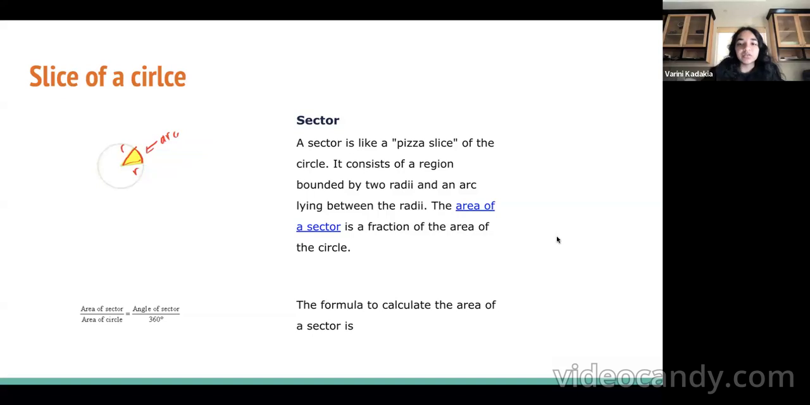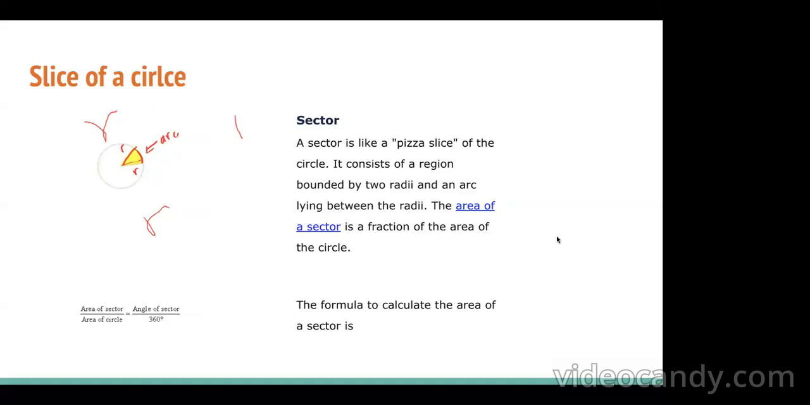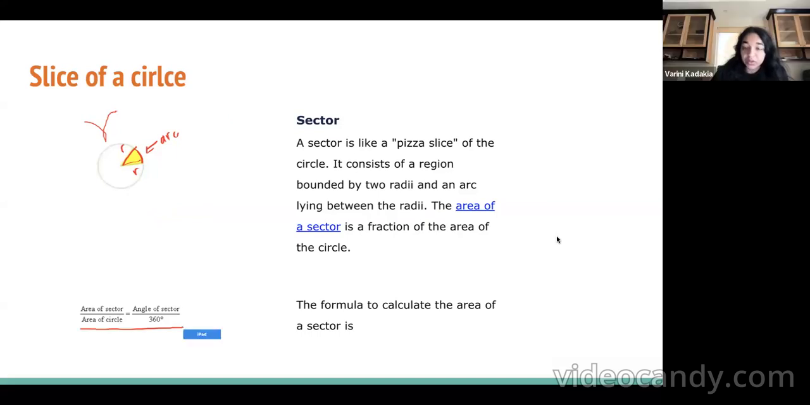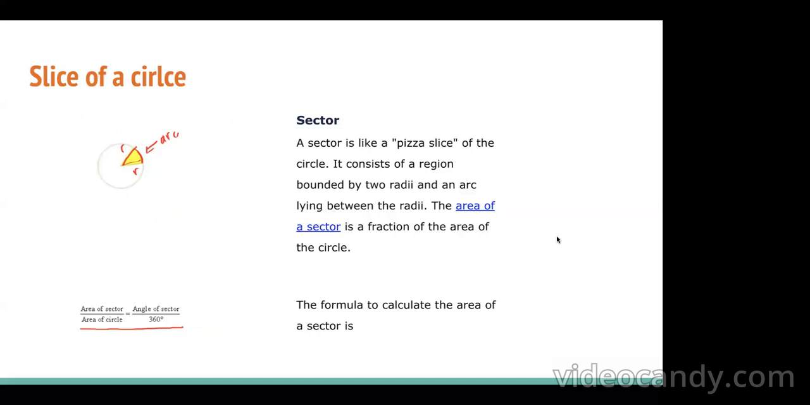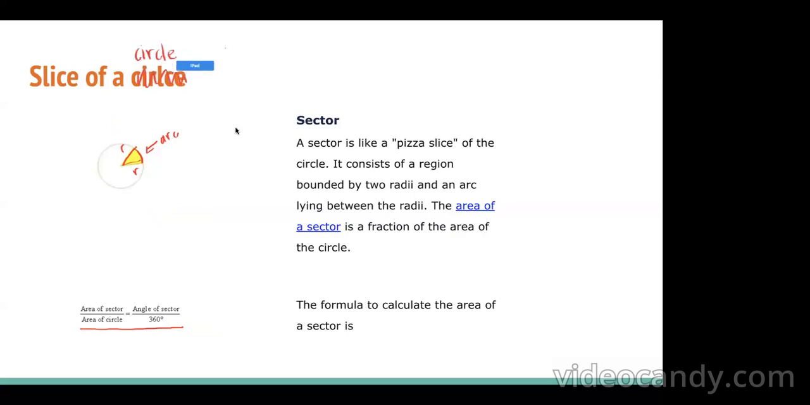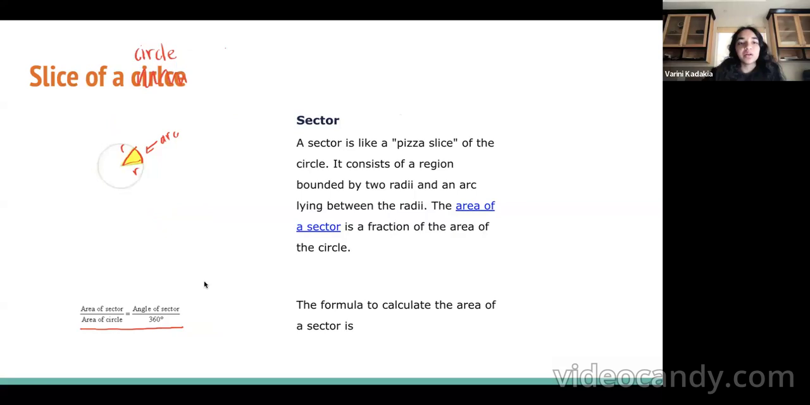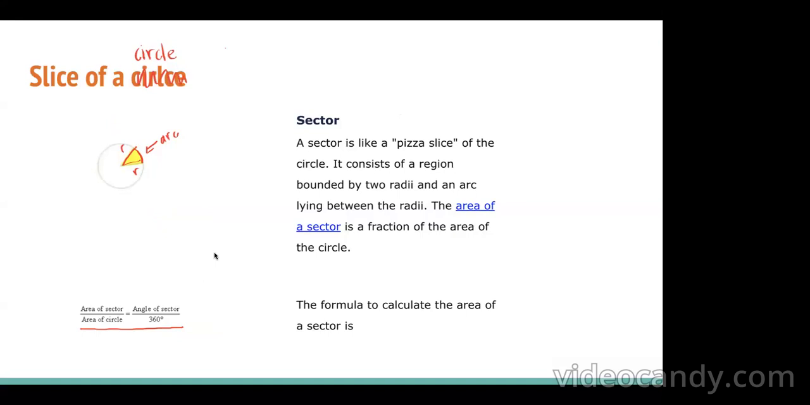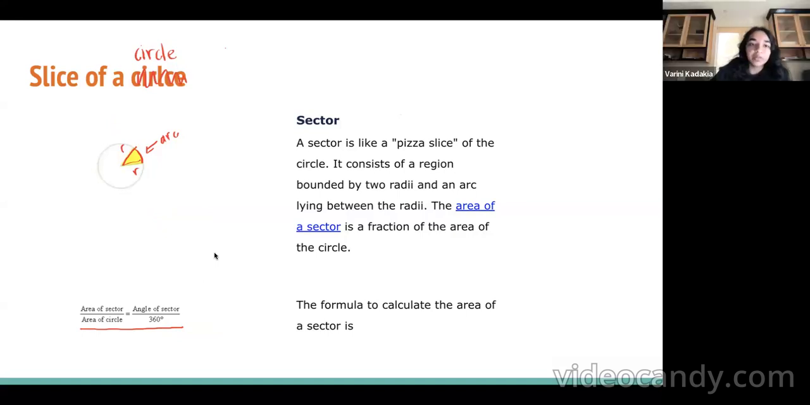The area of a sector is a fraction of the area of the circle. Please, the spelling of circle. Oh, here. Sorry. Okay. Does everyone understand what a sector is? Yes. Okay.